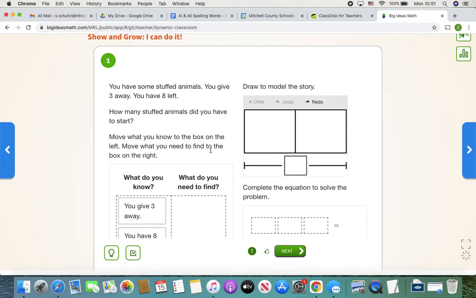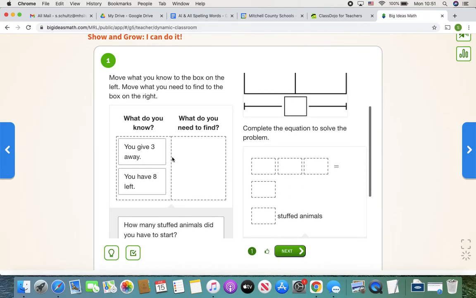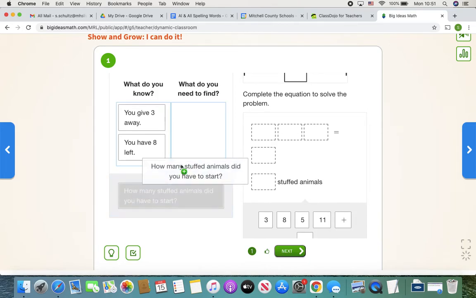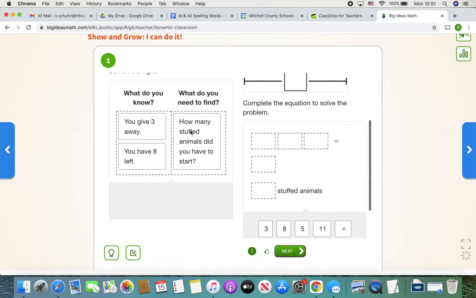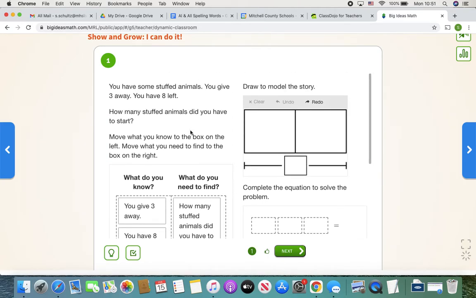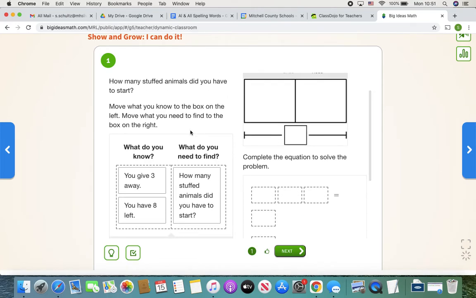And then move what you need to find in the box on the right-hand side. So what do we need to know? How many stuffed animals do I have to start? So we're trying to figure out what I have to start with. Well, so you have 8 left, but you started out with a bigger number since you gave 3 away. So we could say we have 8, but you gave 3 away. So we could think about it, how many, 8 plus 3, do we have before? Since we gave 3 away, so we took away 3, but we have 8 left over.